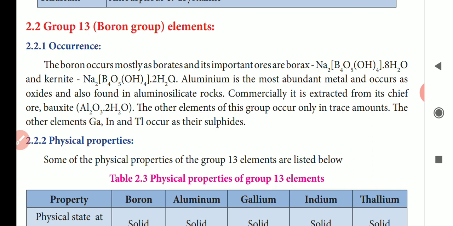The other elements of that group are present only in trace amounts. What are these other elements? Gallium, indium and then thallium. They are present in minimum quantity. They are all present as sulfide ores.